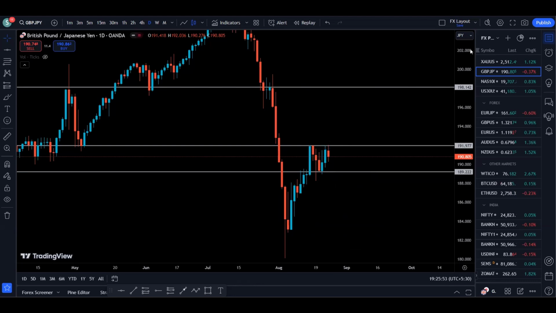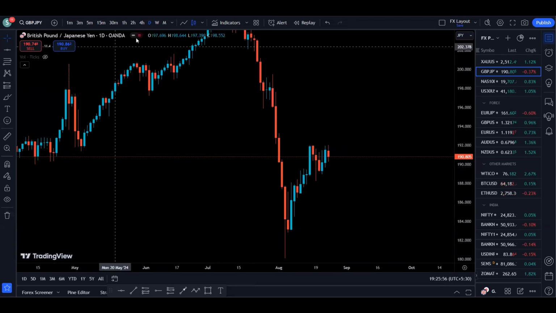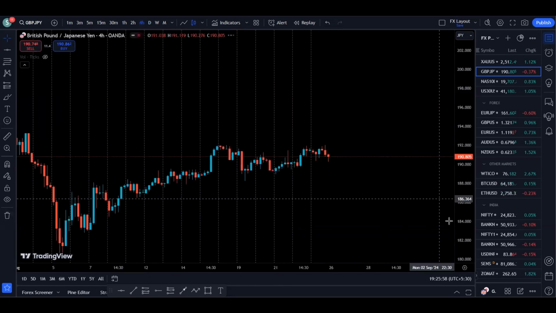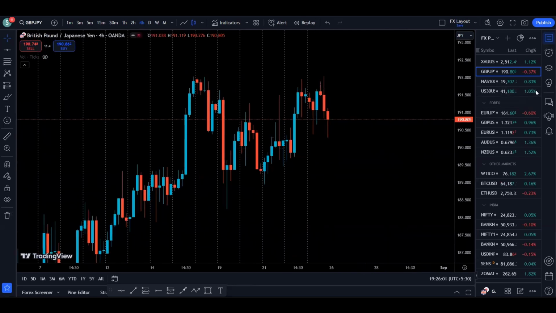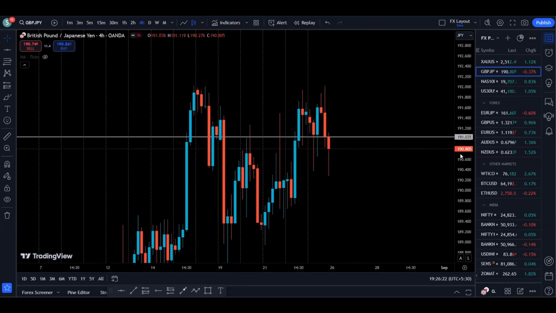Now let's go to 4-hour time frame to see exactly what is happening on the 4-hour time frame. As we can see, the price has created a high. We created again a kind of double top, basically get a rejection in this area here. So now if we mark our support and resistance, we can see that we have this level right here.